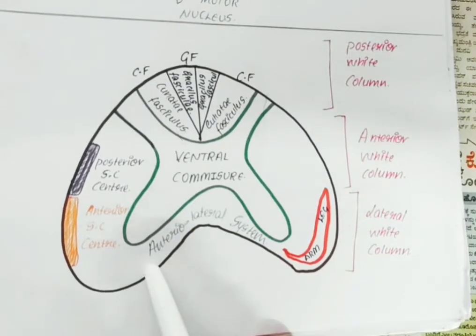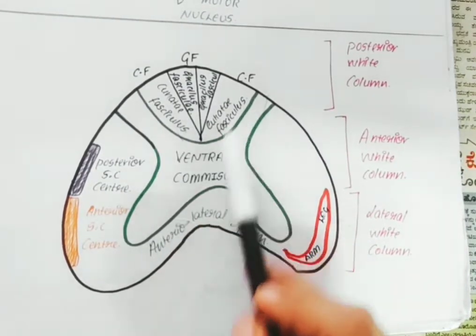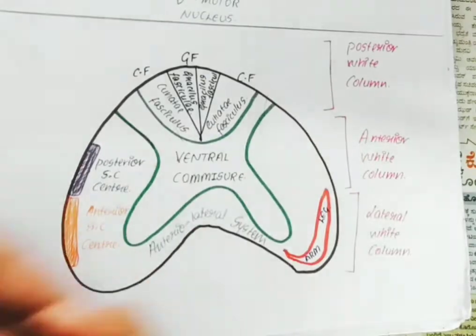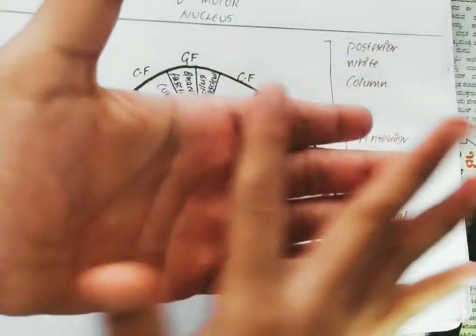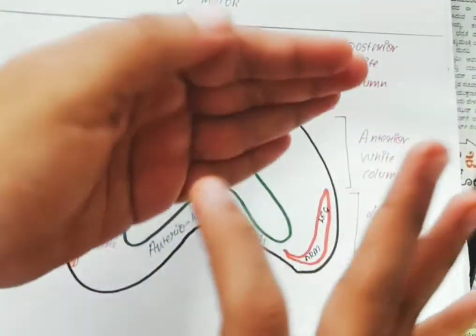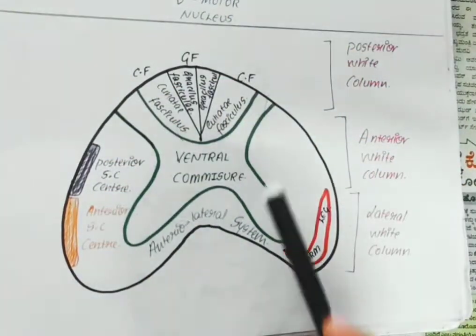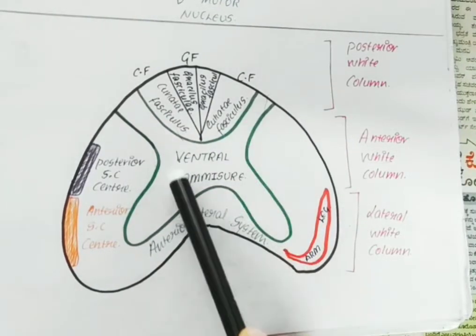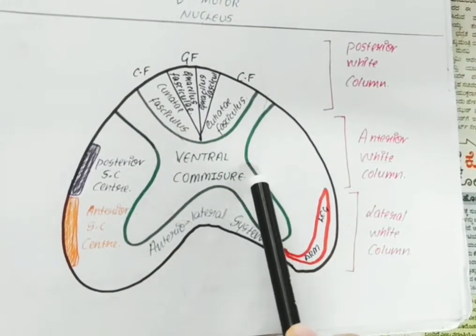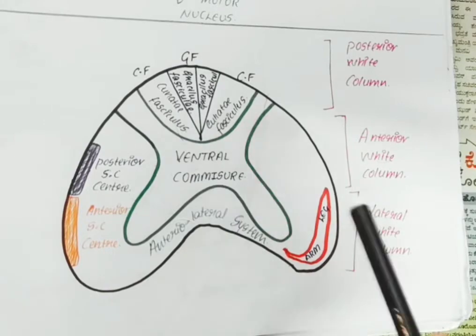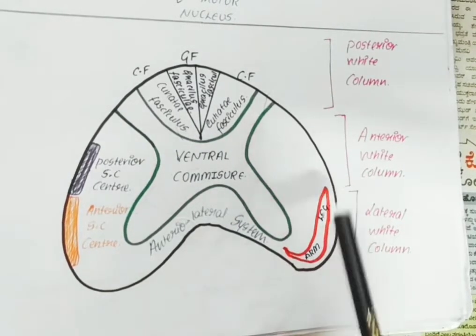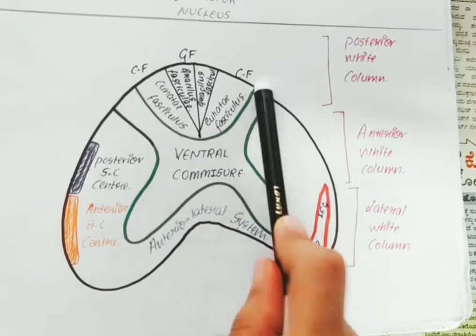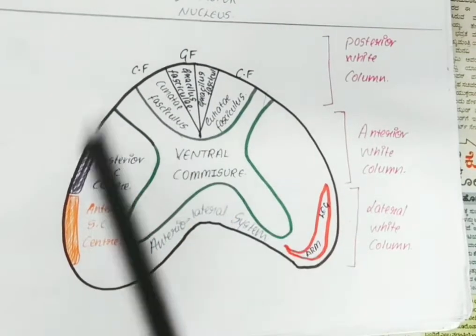As you can see in the diagram, this is known as the ventral commissure. If this is the ventral aspect of the spinal cord, it is known as the ventral commissure fibers, and here there are dorsal commissure fibers. On the ventral aspect you can see the ventral commissure fibers present on the spinal cord near the central canal. After that, the transverse section of the spinal cord has an arm as well as a leg kind of structure.